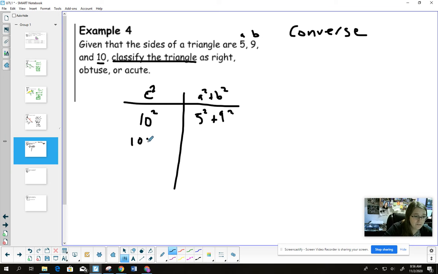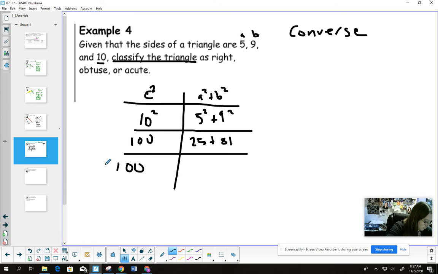Okay, so 10 squared is 100. 5 squared is 25. 9 squared is 81. So here's what we have on both sides of our table. 25 plus 81. Okay, so we need to determine the relationship. Because again, if both of my sides are equal, what type of triangle is this? It's a right triangle. And therefore, this cannot be a right triangle, yeah? What we have here is that this side is what in comparison to this side? Less than. C squared is less than what's over here.